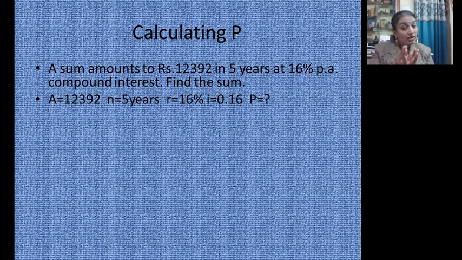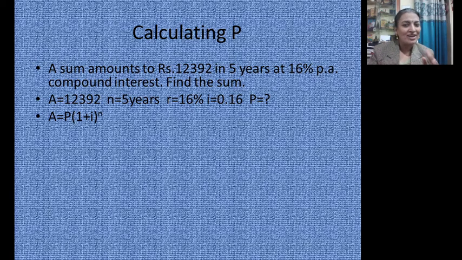And what is given I have written here. A is equal to 12,392. N is equal to 5. R is equal to 16%. I is equal to 0.16. We are interested in calculating P. Come, let us have the formula. What is the formula? A is equal to P within the bracket 1 plus I raised to the power of N. This is the formula of amount in compound interest.